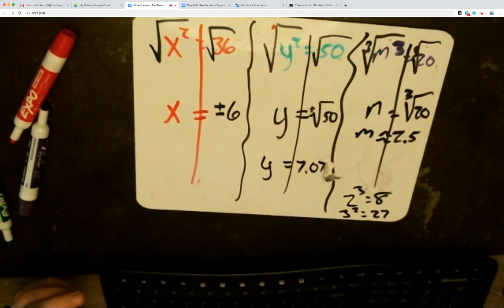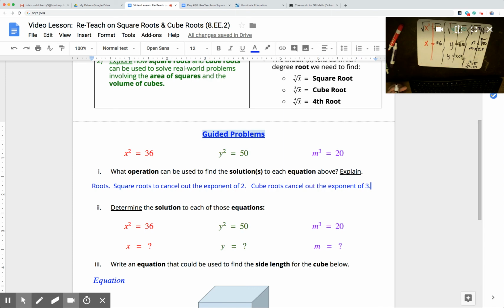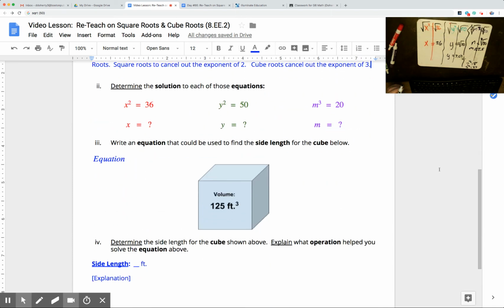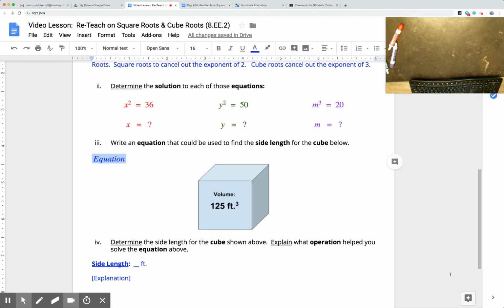Going to go ahead and back out of the whiteboard now. We're going to take a look at the next part, part 3 and part 4. Part 3 says write an equation that could be used to find the side length of this cube below. We're given the volume of a blue cube. It's 125 cubic feet. So your job is to come up with an equation and then solve that equation to find the side length. Go ahead, pause the video. I'm going to replace this whiteboard.